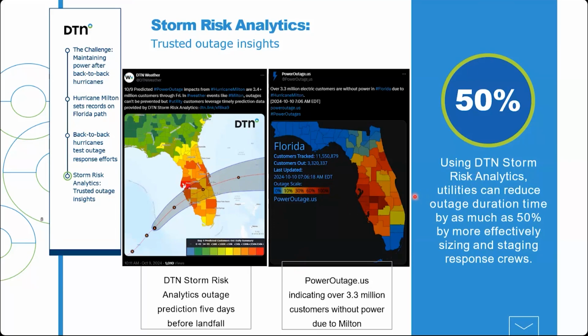It's been shown that by utilizing an outage prediction model like Storm Risk Analytics, utilities can reduce outage duration time by as much as 50% by effectively sizing and staging crews. You can just imagine how that cuts down on the duration of the outages for your customers, but also the incredible cost savings that can be added to that as well.